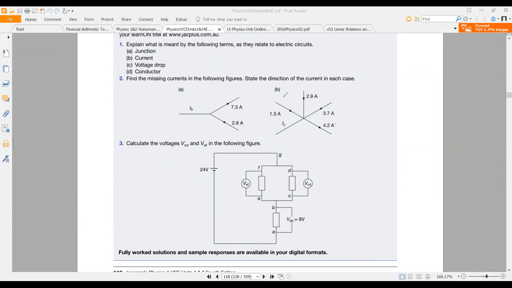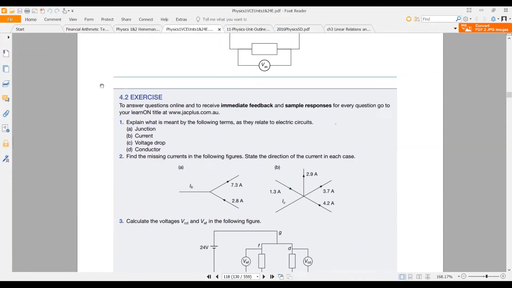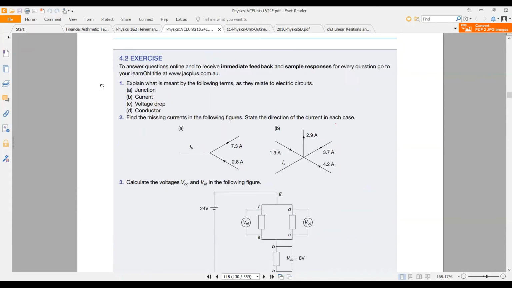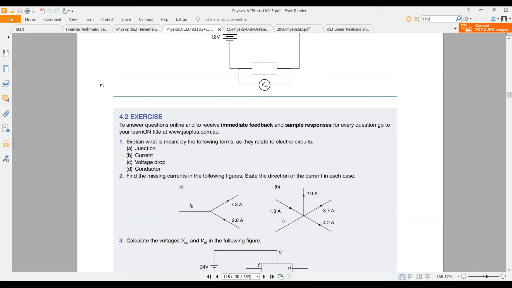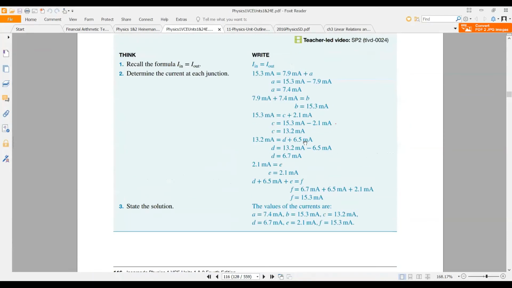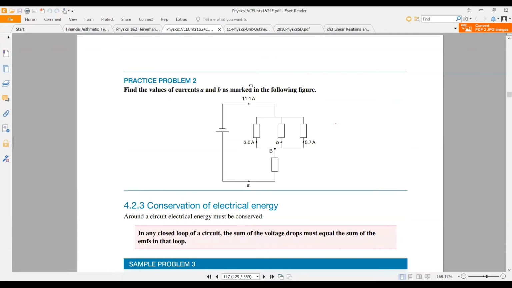Then these two are 2 examples very similar to what we did before. I'm looking at this thinking it should take you maybe 2 minutes to do this exercise. Some of the examples here are very similar to what I just did before. And even this one with current is very, very similar.